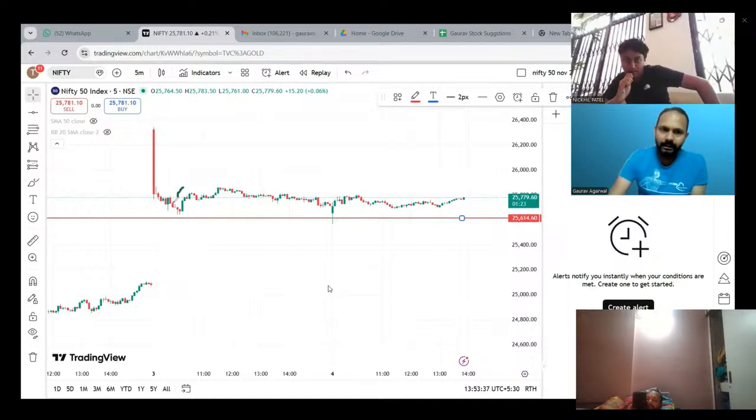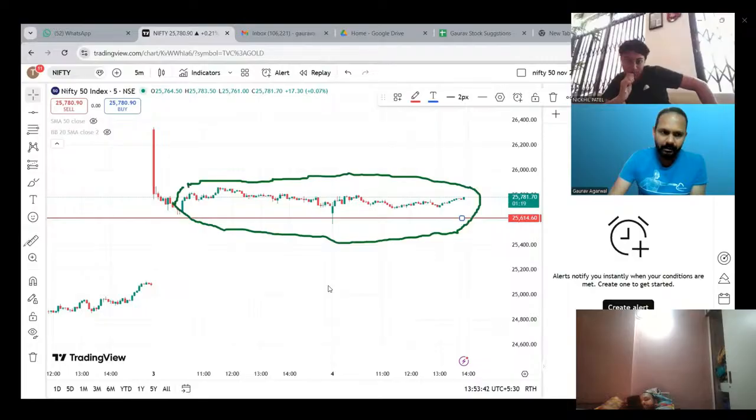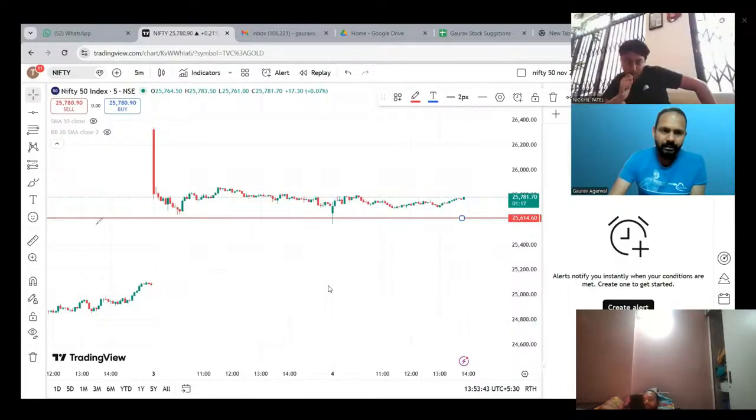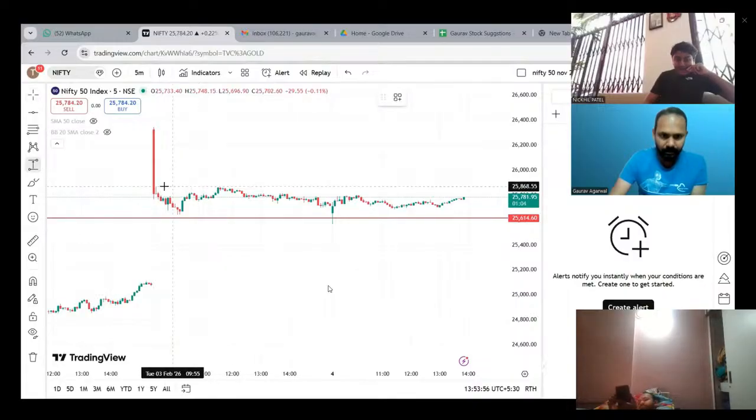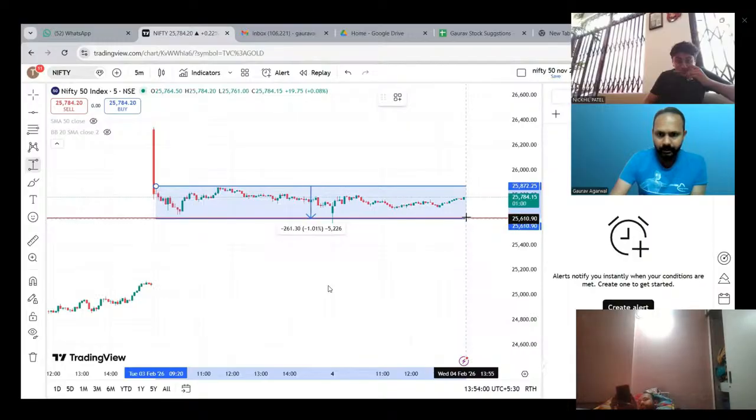So seeing this area, I feel that it's a kind of accumulation, but it is forming a box. Once there is a breakout or a breakdown, then only we may know what is actually happening, right? See, it has formed a price range. This is a price range, right?